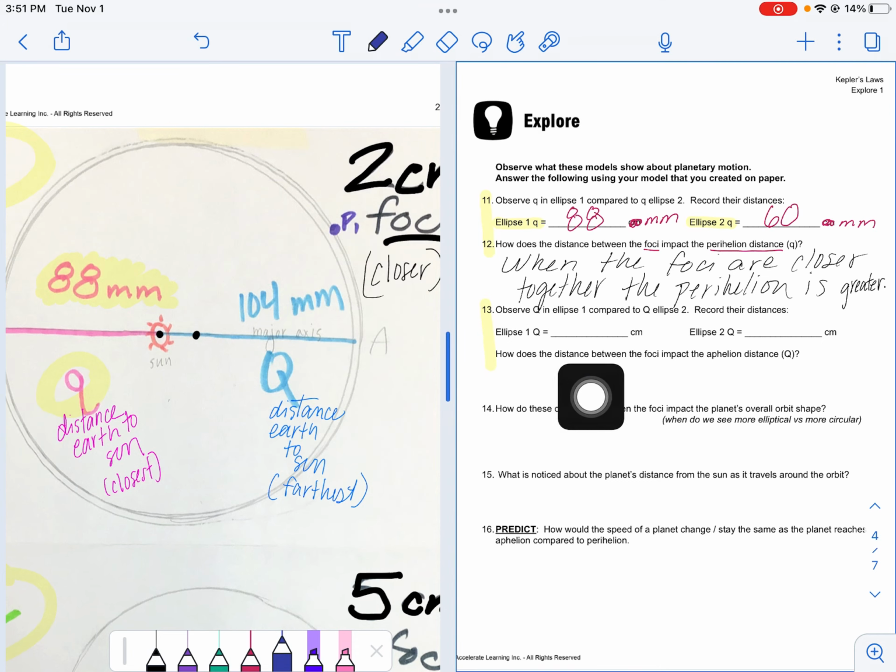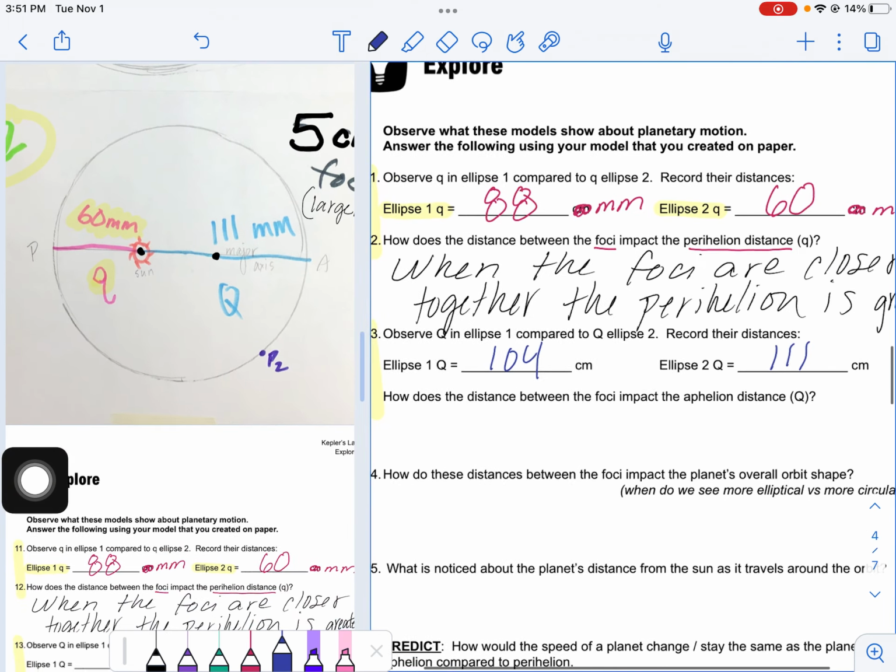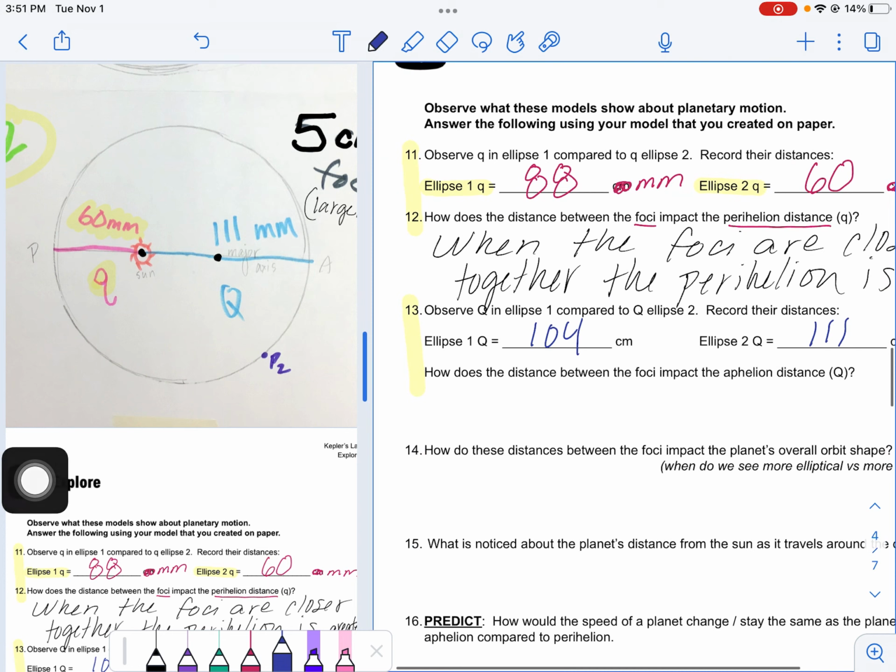I want to do the exact same thing here for big Q. So ellipse 1, big Q is 104. Ellipse 2, big Q, 111. I'm going to basically use the same sentence starter to think it through. How does the distance between the foci impact the aphelion?